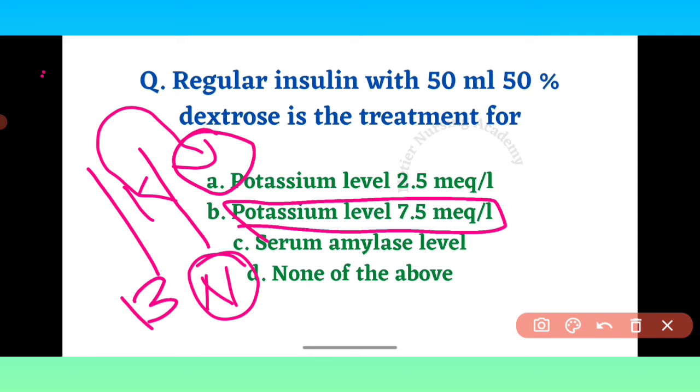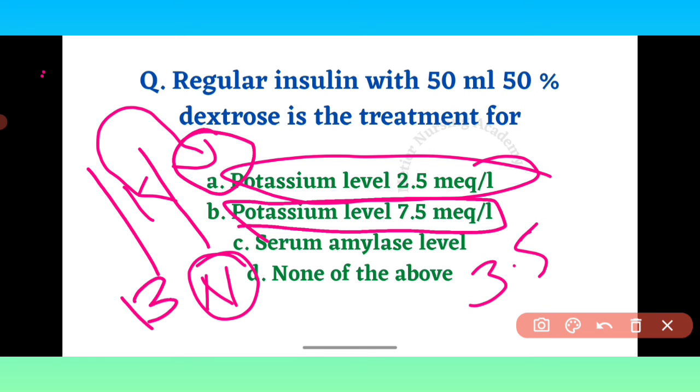Why have I not selected option A? Because here the potassium level is already low. What is the normal potassium level? 3.5 to 5 milliequivalents per liter. Already here the potassium is less. If you administer insulin, further hypokalemia will take place. That's why option A is not applicable.